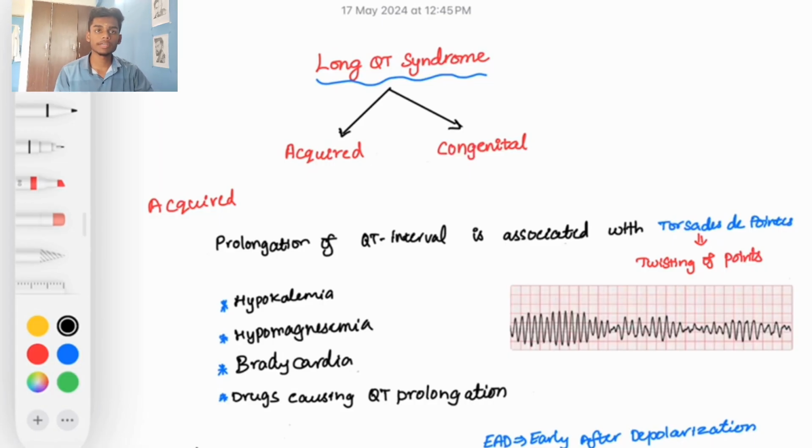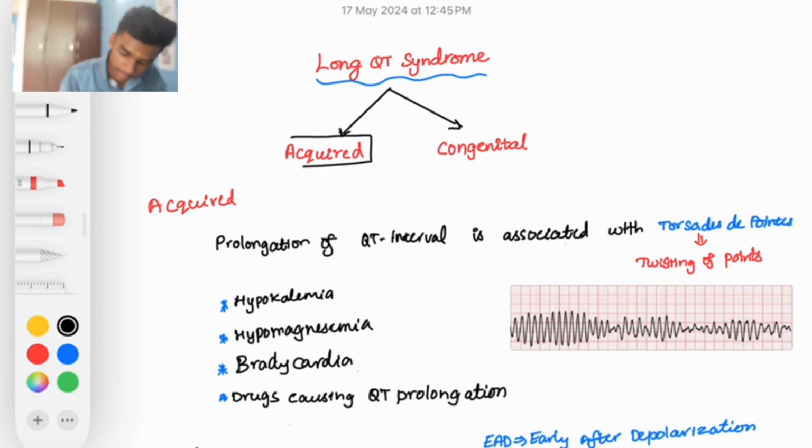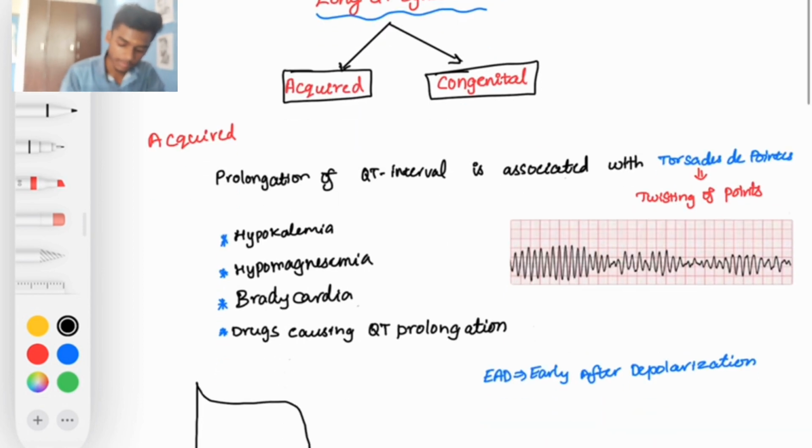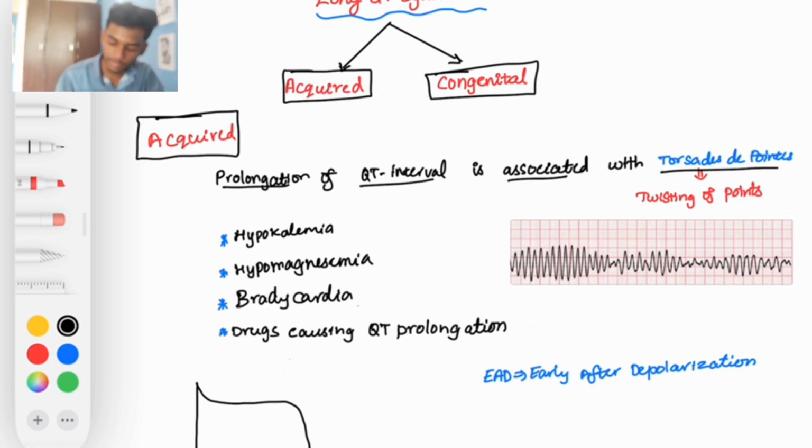Hello medicos, today we are going to see about long QT syndrome. Long QT syndrome is of two types, one is acquired, another one is congenital. In acquired, we will see a prolongation of QT interval associated with Torsades de pointes. Torsades de pointes means twisting of points.